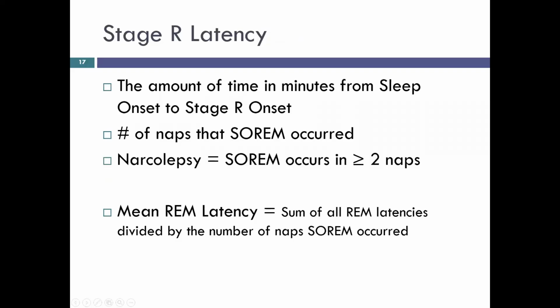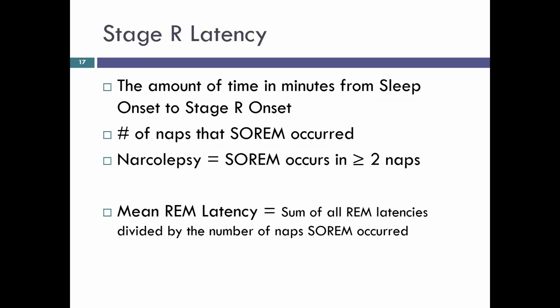Now, the difference between mean sleep latency and mean REM latency is, remember, mean sleep latency, we're taking the average across all the naps. So if they didn't fall asleep, you're recording it as 20. With REM latency, the average REM latency, you're only taking if they got into REM. What's the average? How long did it take them to get into REM on the average that they did get into REM? Make sense? I'm going to say it again.